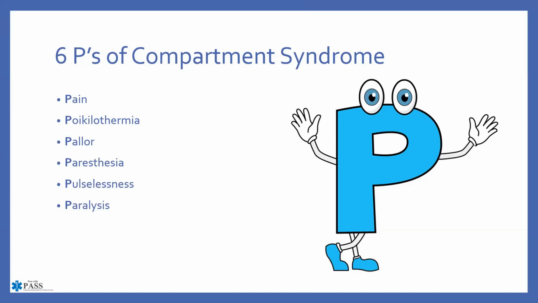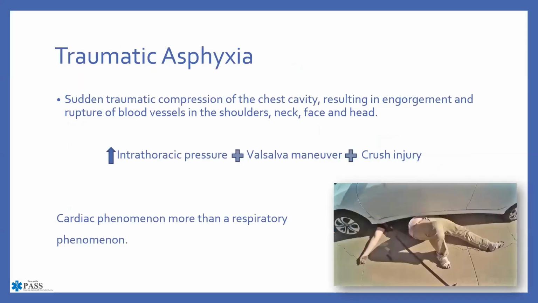Poikilothermia is when the extremity is at room temperature. It basically loses its ability to vasodilate and vasoconstrict the way that it should. So it ends up becoming just room temperature. If it's cold in the room, the extremity is going to be cold. If it's warm in the room, it will hold that temperature. Pallor, we understand, just pale. Paresthesia, kind of pins and needles. You have that tingling sensation, pulselessness, and then paralysis. Obviously, they're not going to be able to move it eventually.